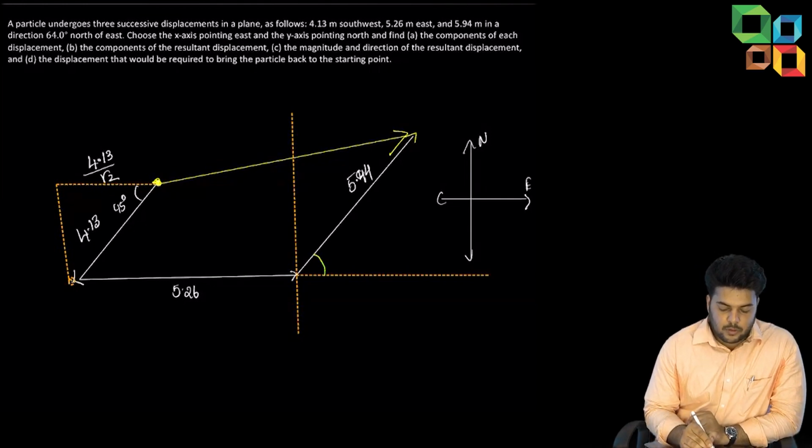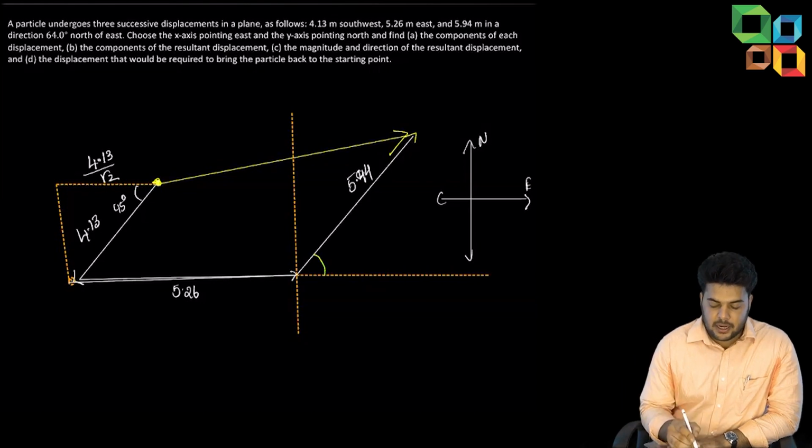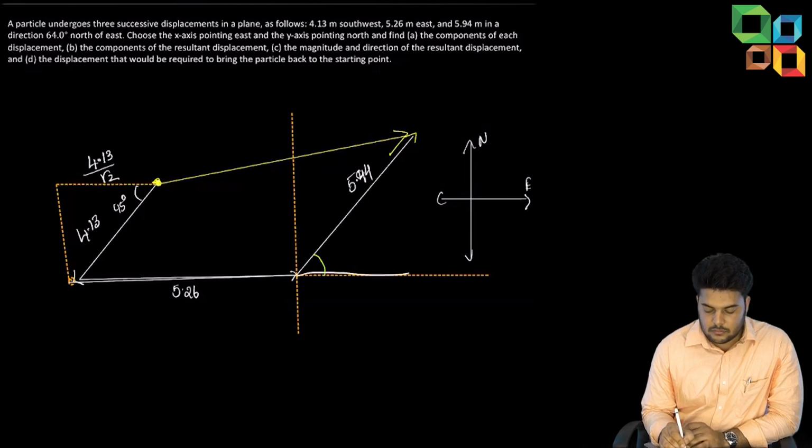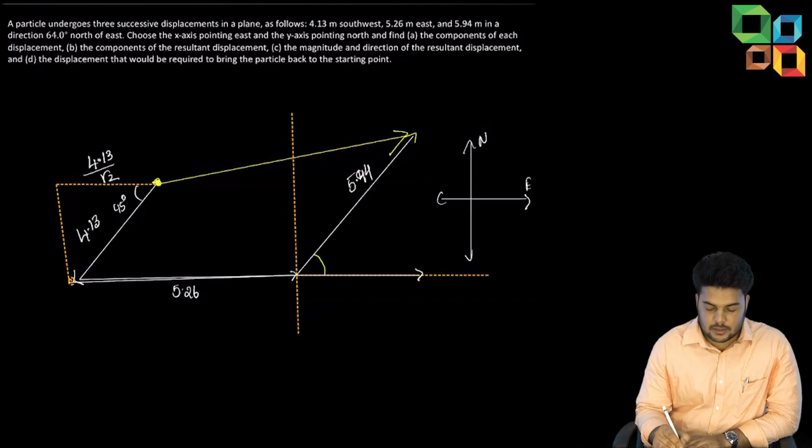And then we are going forward over here by 5.26. So what is the total displacement so far? 5.26 minus 4.13 divided by root 2, correct? And then we are going a little bit ahead over here. But how much is that? Can somebody help me out? How much is this?